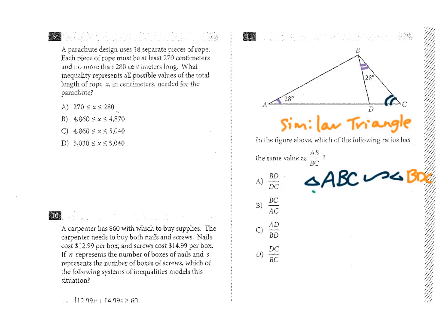Then from these two triangles, you can write down all the ratios. Since you need AB over BC, then it must be equal to BD over DC.